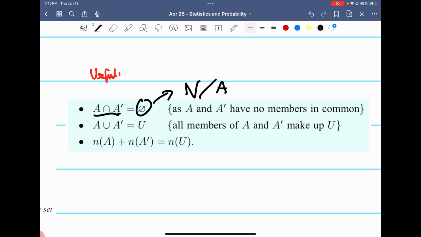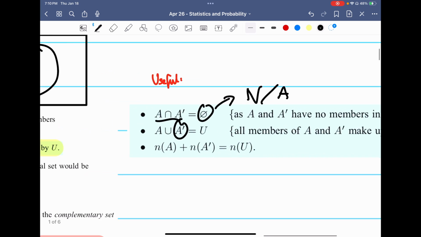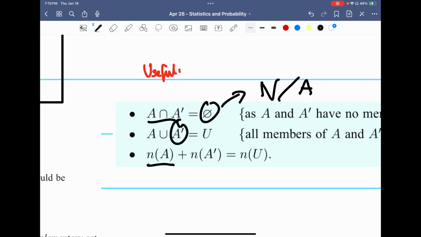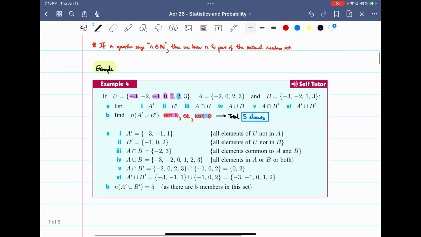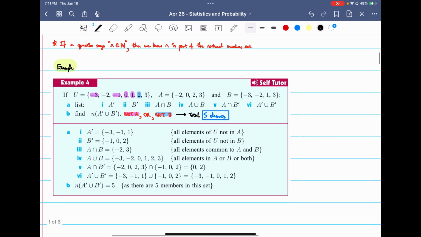On the other hand, A union A naught is the universal set, because A naught includes every element in the universal set that is not A, while A includes itself. So A union A naught is the universal set. And the number of elements in A plus the number of elements in A naught is also the same as the number of elements in the universal set. I think this concept is pretty okay. Then we'll be moving on to example questions to show you how to solve these types of questions.